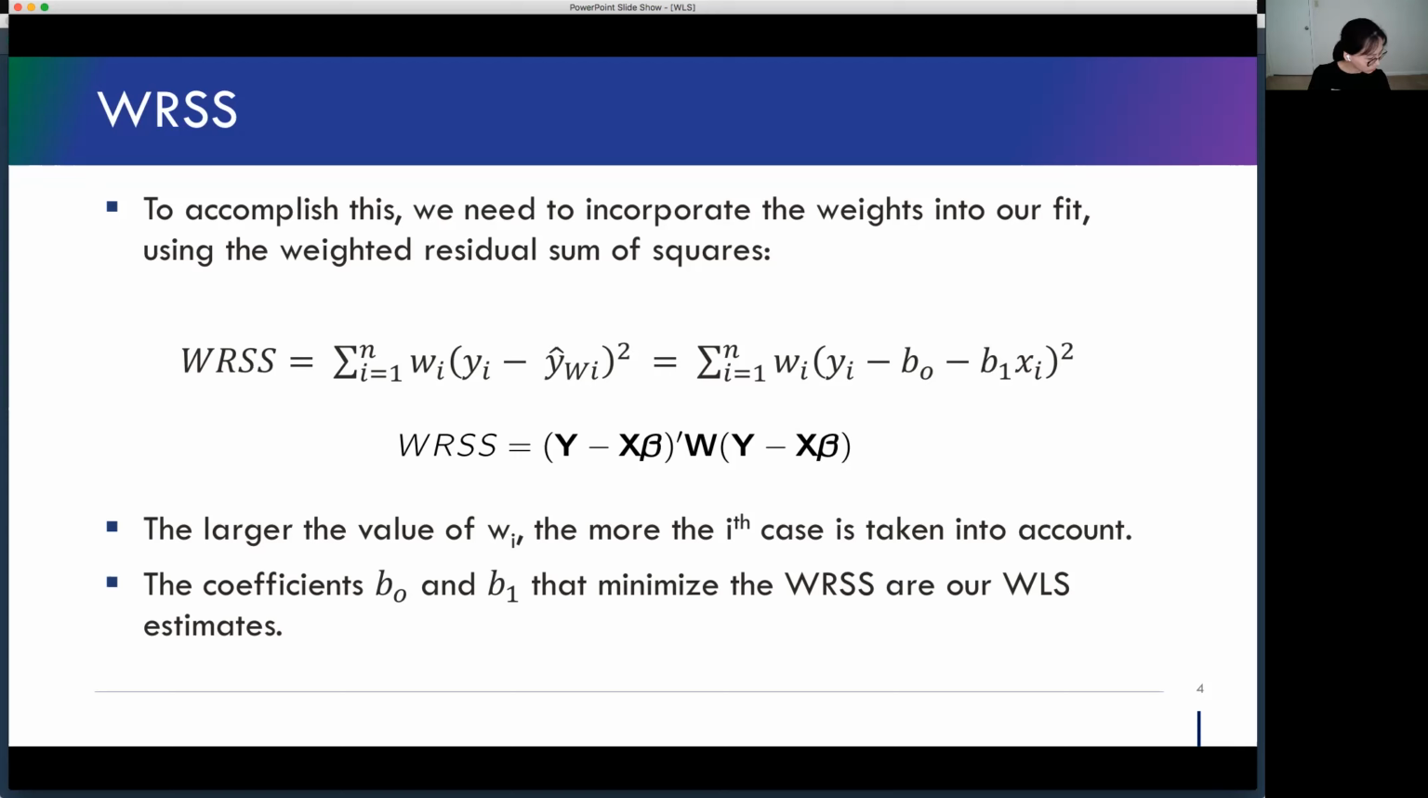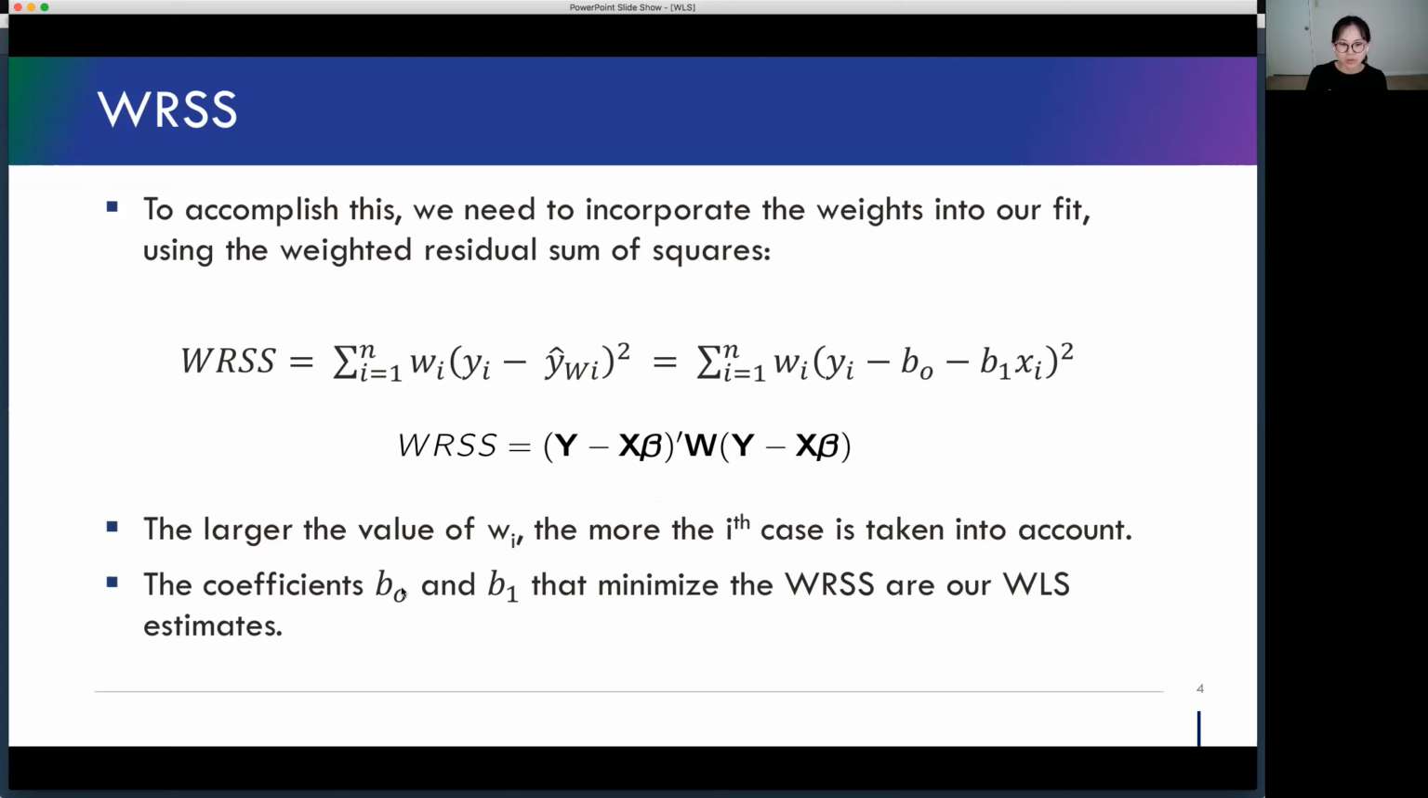Yeah, I think this is right. There's no problem. Oh, by the way, this W here is a diagonal matrix with all the weights on the diagonal. So for each weight for a corresponding observation, you will have the w_i on its corresponding diagonal position of that matrix. So again, the larger our weight is, the more we take the i-th case into account when we fit the model.